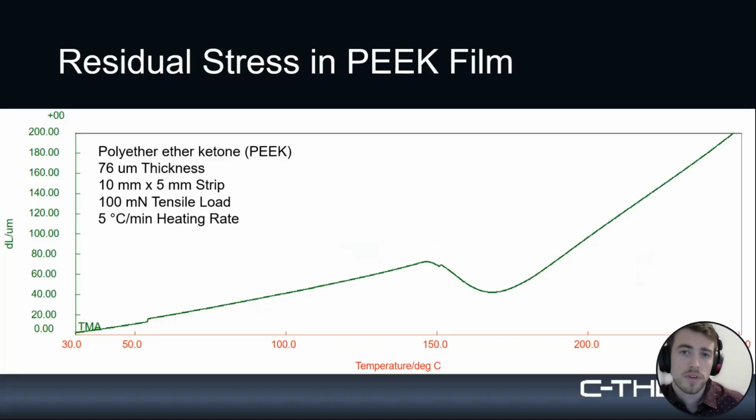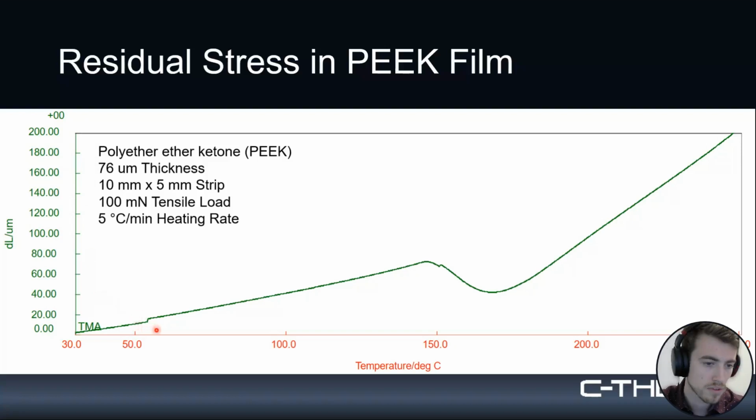When you're manufacturing thin films, sometimes you have to get the film to a desired thickness, so you have to arrange the molecules in a very specific way. This can cause stress within the film, but when the film is heated up, the molecules can relax a little bit, and this is when the stress is released. Some people are interested in seeing this stress, and this is what it looks like in a PEEK film. This film was 76 microns, heated at 5 degrees Celsius per minute.